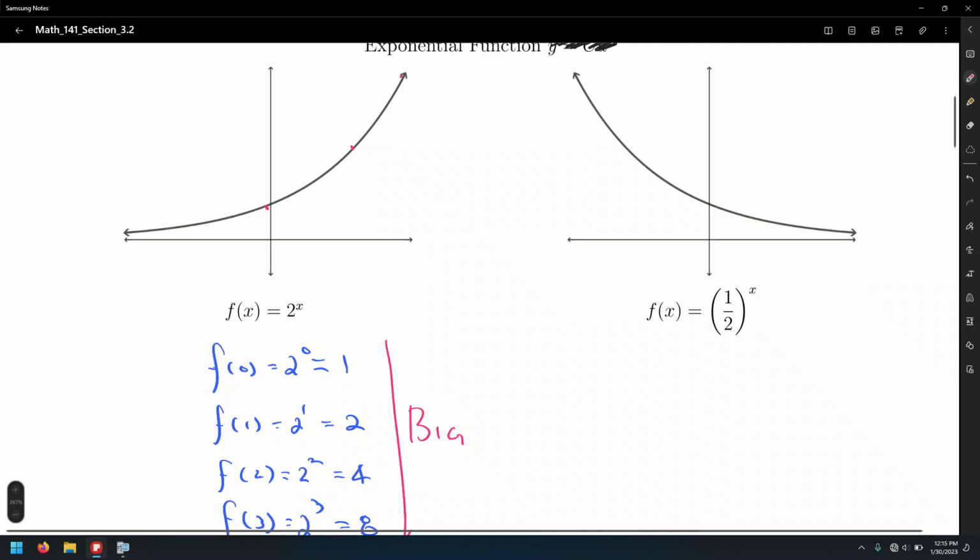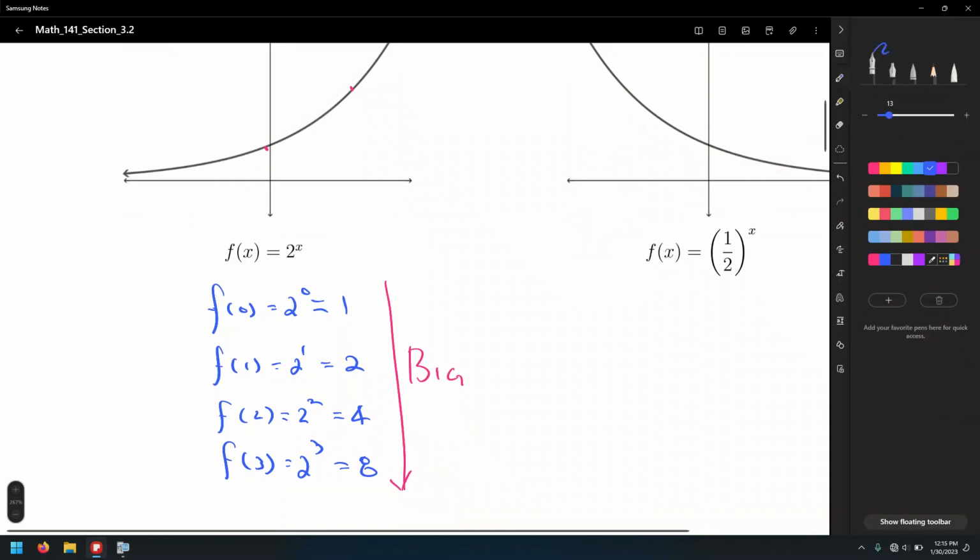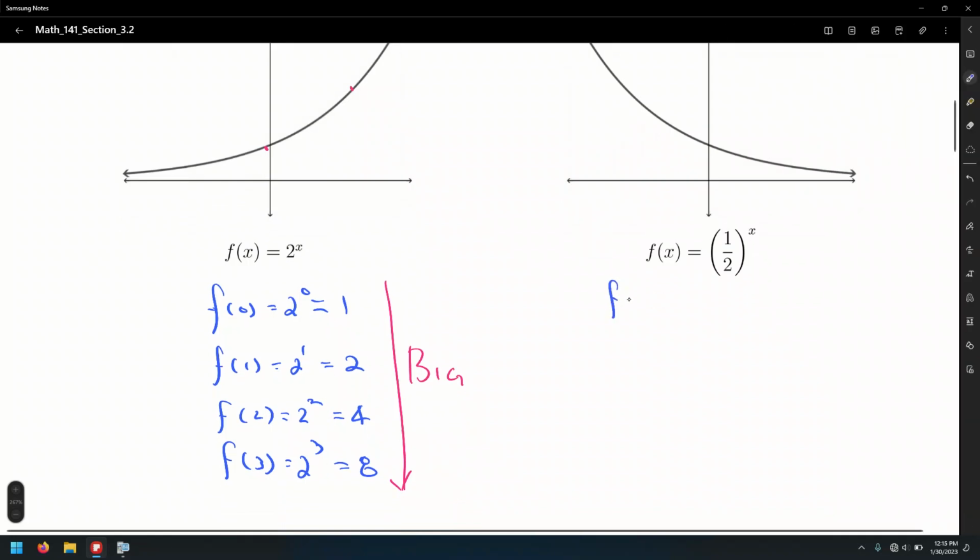Now let's have a look at the other example, the other graph with the other function. Over here we have 2 to the x, but over there we have 1/2 to the x. So in this case, let's get some values of y. Let's evaluate some. f of 0 equals 1/2 raised to the 0 power. f of 1 is 1/2 to the first power.